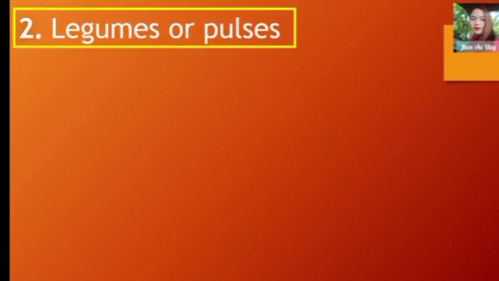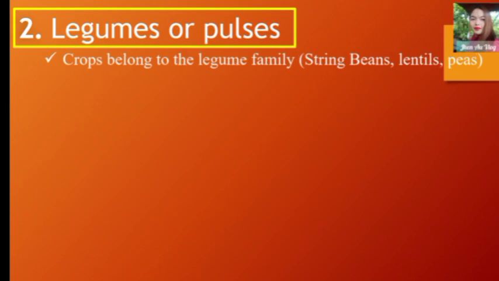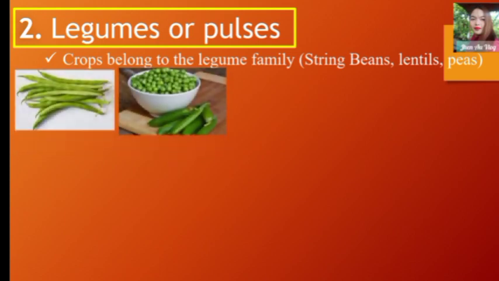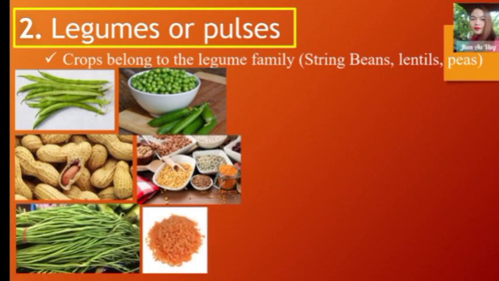Second are legumes or pulses. So these crops belong to the legume family, which are string beans, lentils, and peas. Also includes peanuts and other beans.